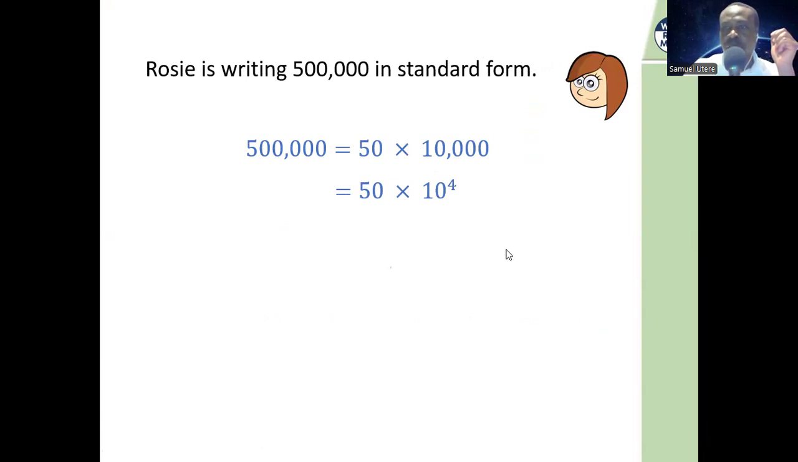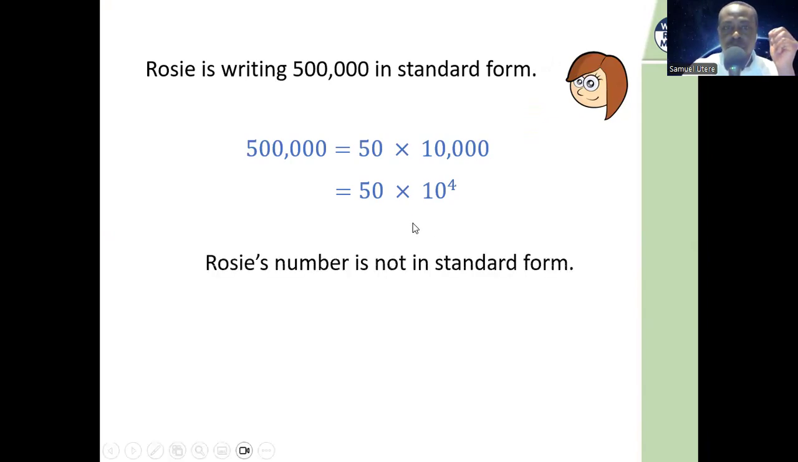Remember what I mentioned about this first number at the start of the lesson. Have a think. Well, you would have seen that the first number is greater than 10. Remember what I said? This first number has to be equal to 1, or greater than 1, but it has to be less than 10. So actually what Rosie should have done is to say that 500,000 is 5 times 100,000.